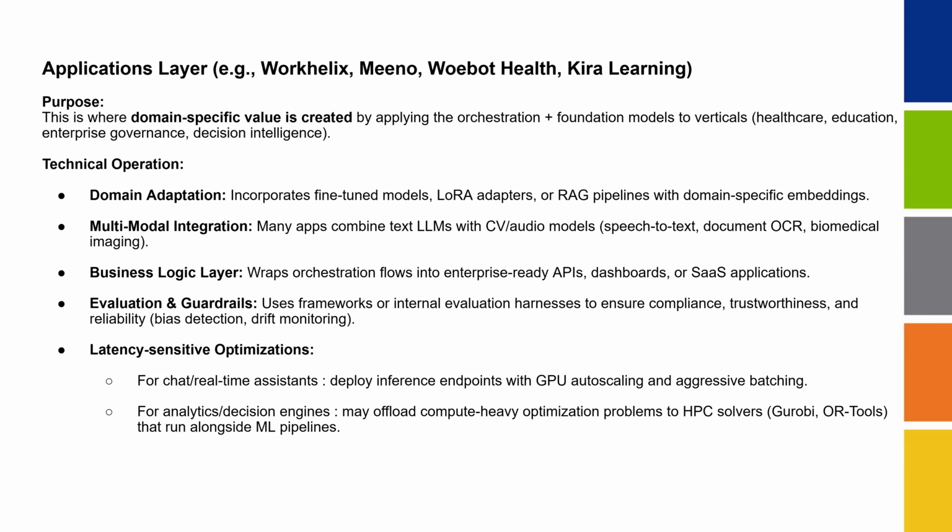This is where the domain specific value is created by applying the orchestration plus foundation models to verticals. So healthcare, education, enterprise governance, decision intelligence, it's all this layer. So essentially think of this as an app store, say Google App Store or Microsoft App Store. So this is an app store, but specific to the agentic apps.